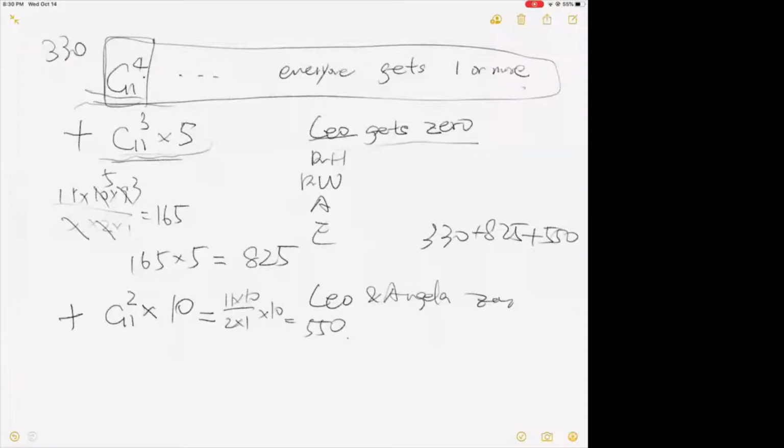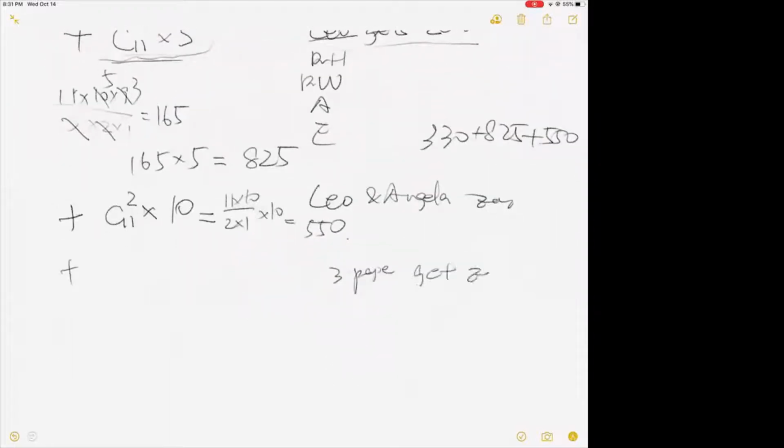What else? You also need to add 3 people. Let's say 3 people get zero. Then you get 11 choose 1, which is just 11. And then you multiply by 5 choose 3, which is the same as 5 choose 2, so that would be 10. That's 110. And then you need to add 4 people. 4 people get 0. So then it's 11 choose 0, which is just 1, times 5 choose 4, or 5 choose 1, which is just 5.